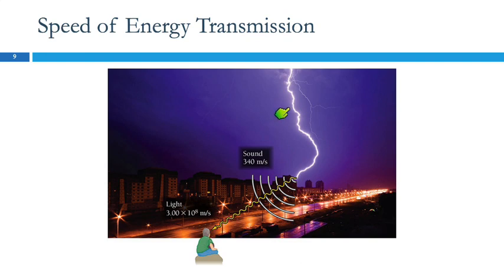Light travels much faster, 3 times 10 to the 8th meters per second. Sound is slower. It travels at 340 meters per second. So you can see the lightning strike, and then depending on how far away you are, there's going to be a delay when you hear that thunder. And if you count the number of seconds between them, that's related to the number of miles away, right? Any questions about that?